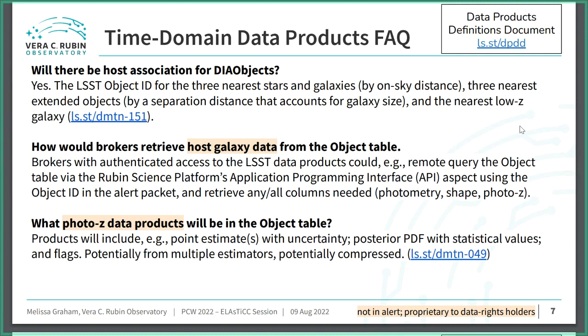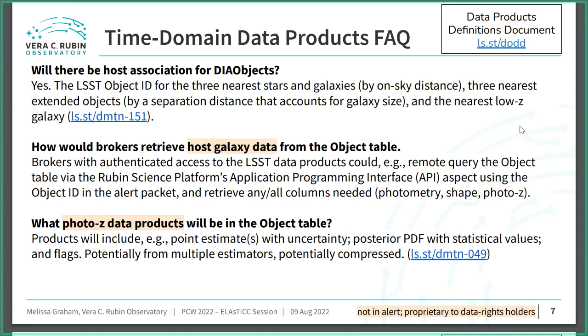So we've covered host association. We've covered that you'll have the object IDs and you can retrieve host galaxy data. We covered photo Zs. Should I continue with my FAQs? It'd be great if you could real quickly say postage stamps, but before you do that, Alex Maltz, is there a question? There's a question from Natasha Abrams in the Google Doc. Please ask your question if you can.